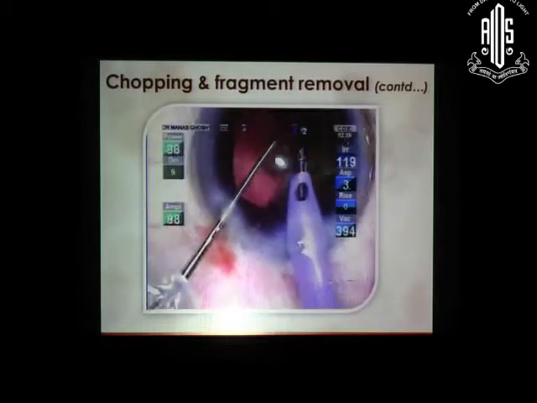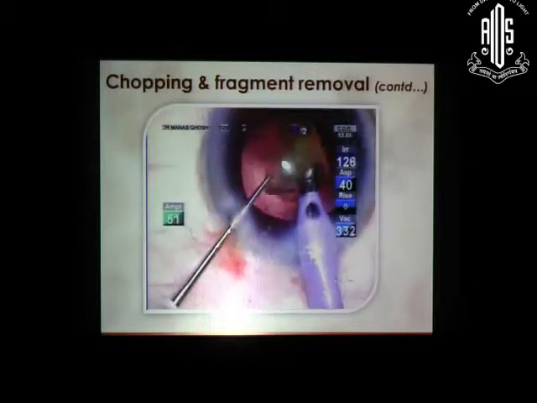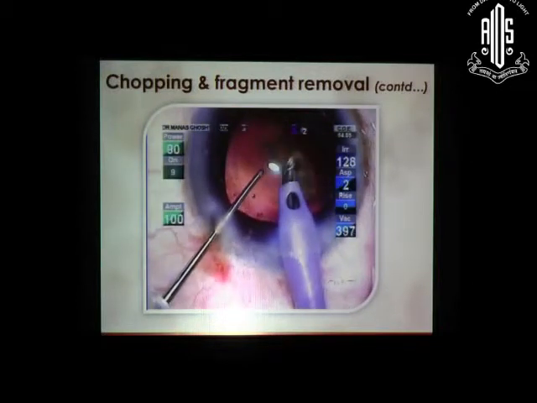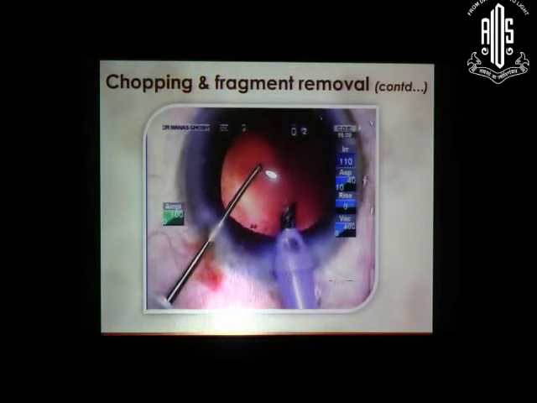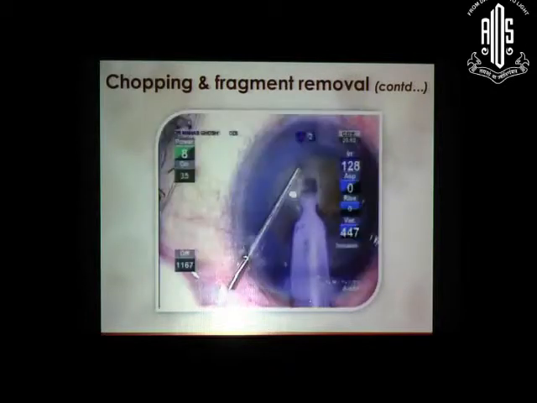During removal of the last fragment, you must be very careful, because hardly there is anything in the bag. So anytime the posterior capsule can come, because here the posterior capsule is lax, because the bag is so much extended. So you must be very careful in case of hard cataract in the last fragment.